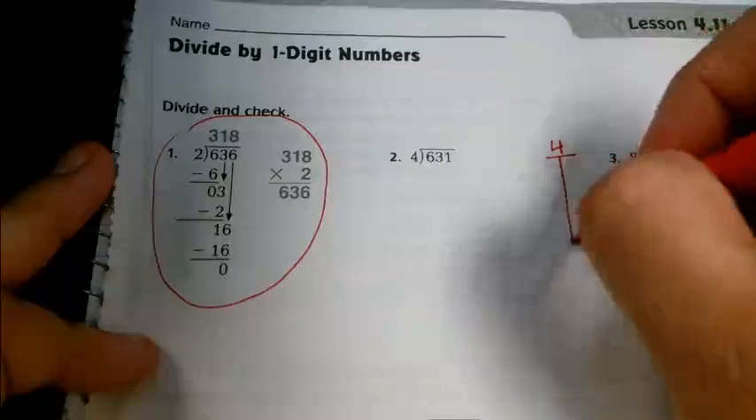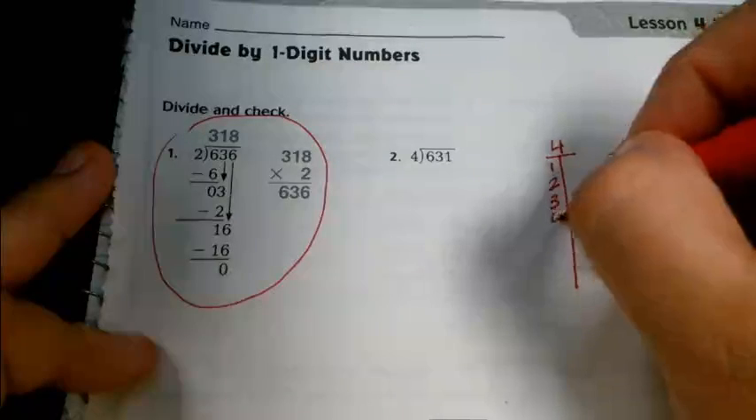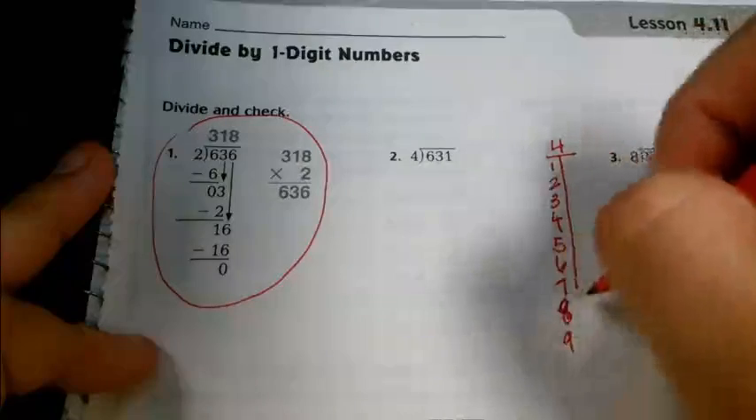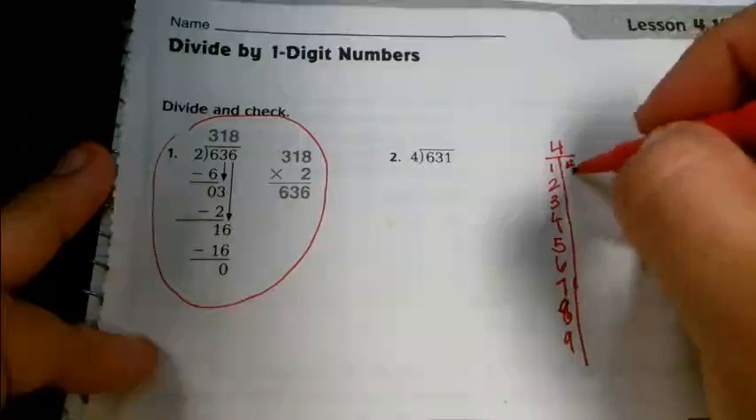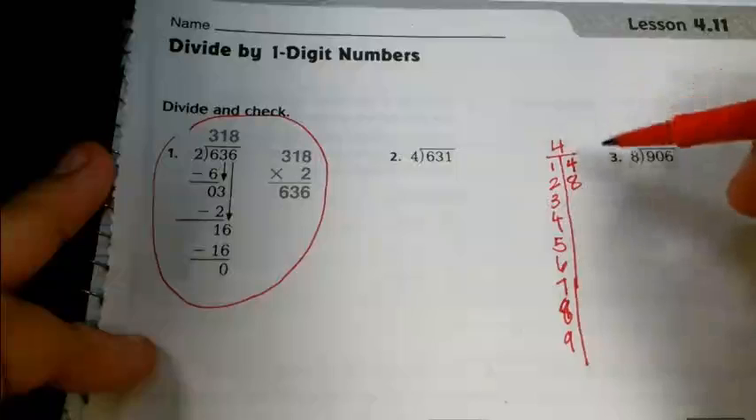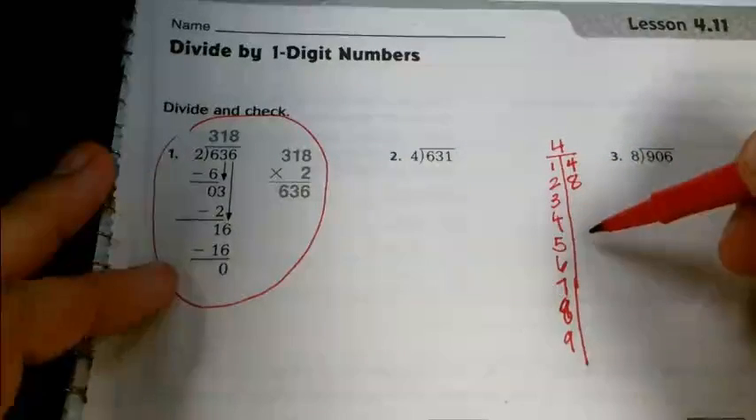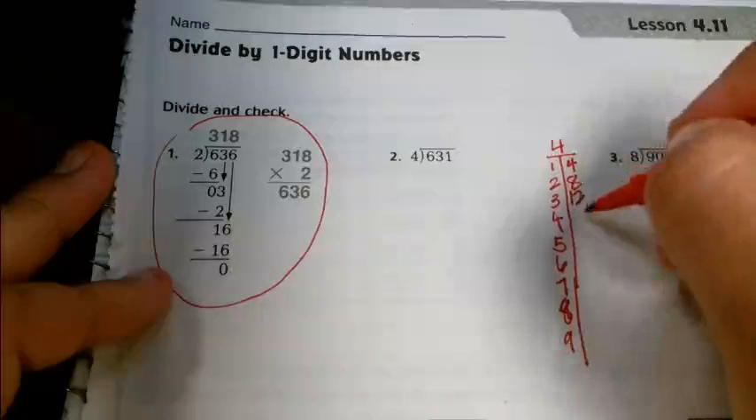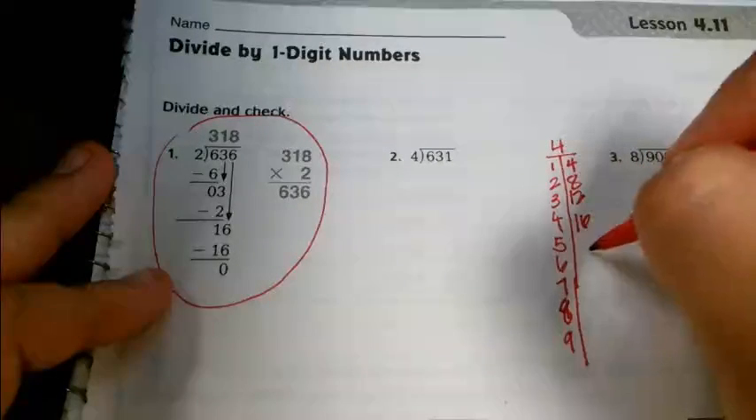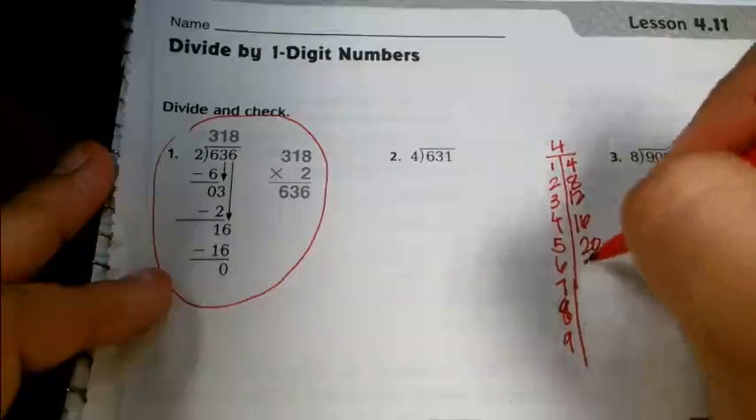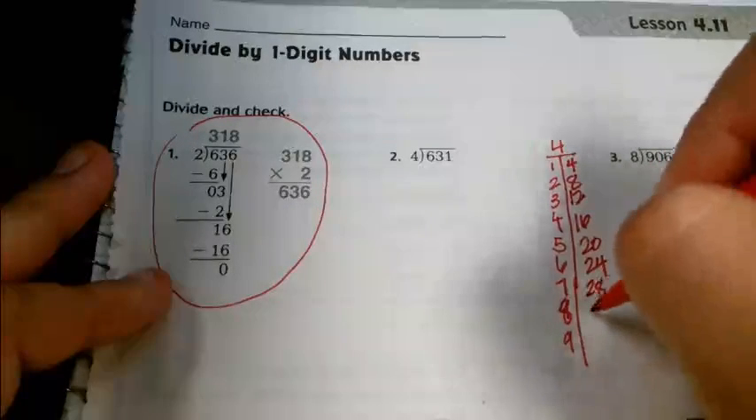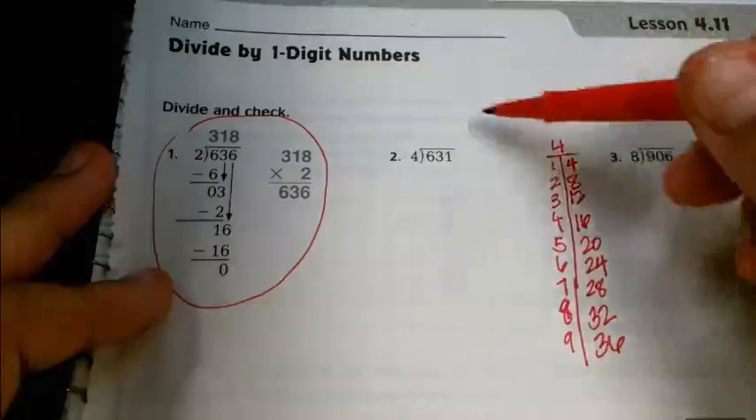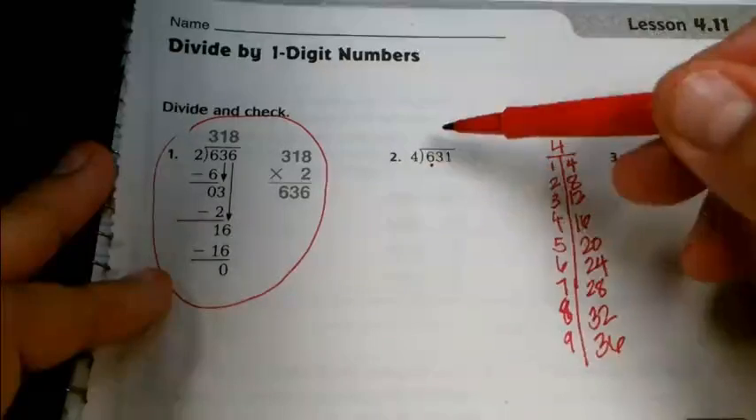The first thing that I train you guys to do is make yourself a multiplication chart that goes through 9. The reason why this is important is because it helps you keep track of everything. And again, if you forget your multiplication facts, all you need to do is add. 8 plus 4 is 12, 12 plus 4 is 16, 16 plus 4 is 20, and you keep adding 4, and that helps you.